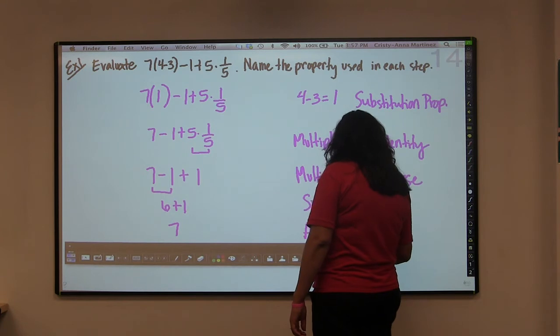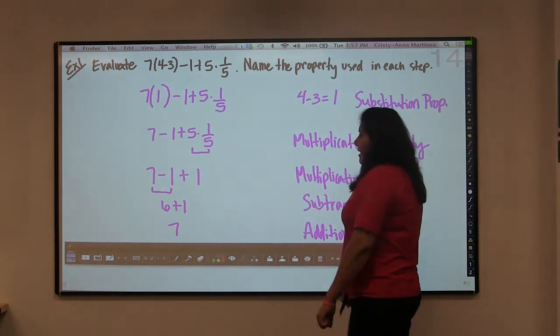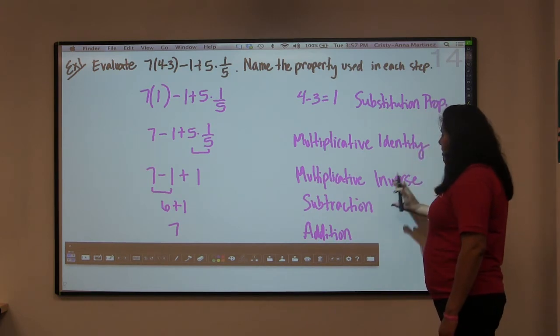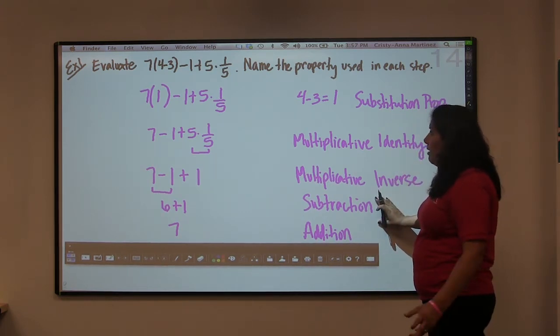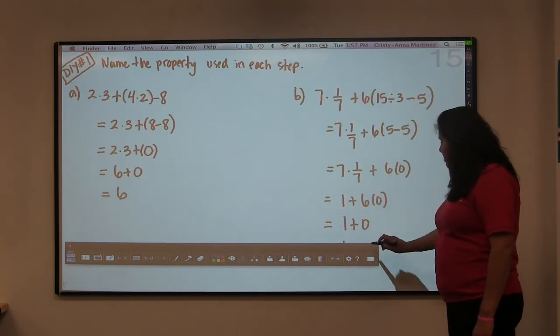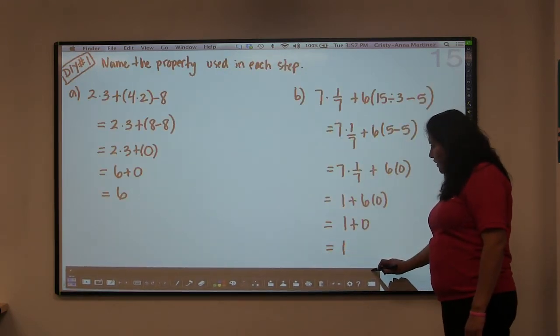So not only do we need to do our steps, that was probably the easy part, but we also need to make sure that we're writing down the reasons or the properties that we're using for each step. So now you will attempt this do-it-yourself question.